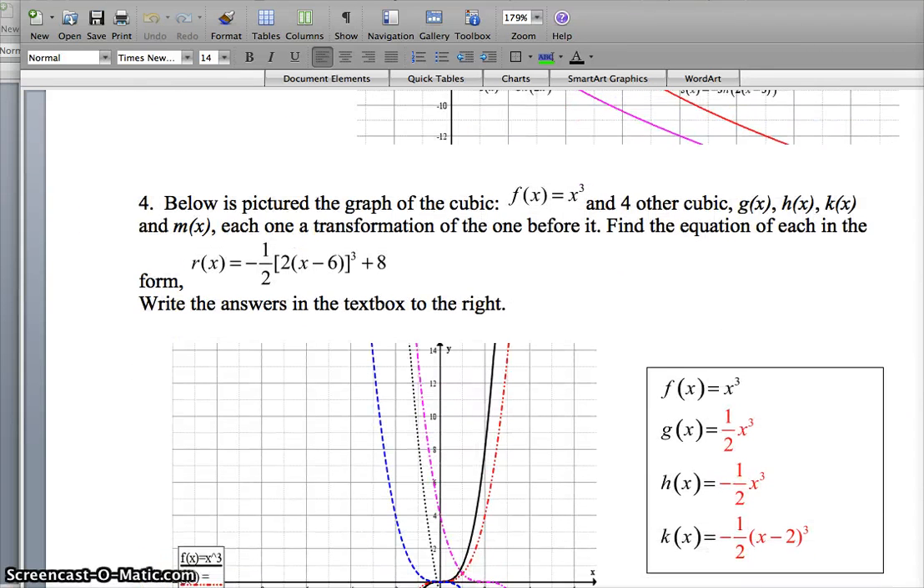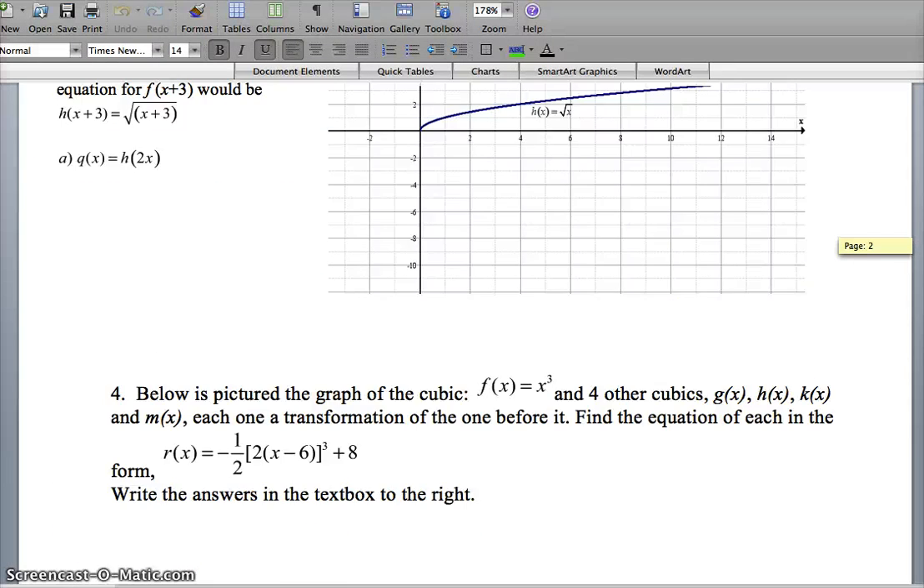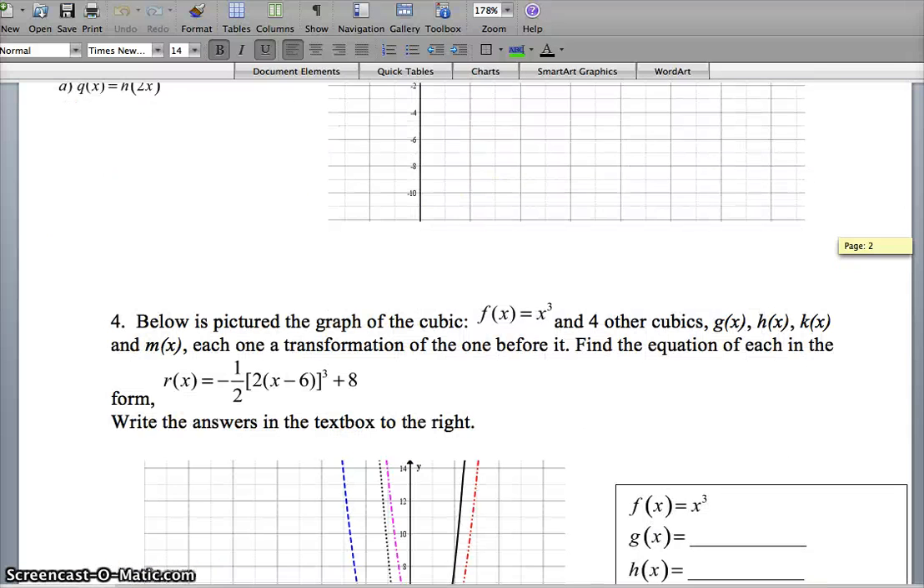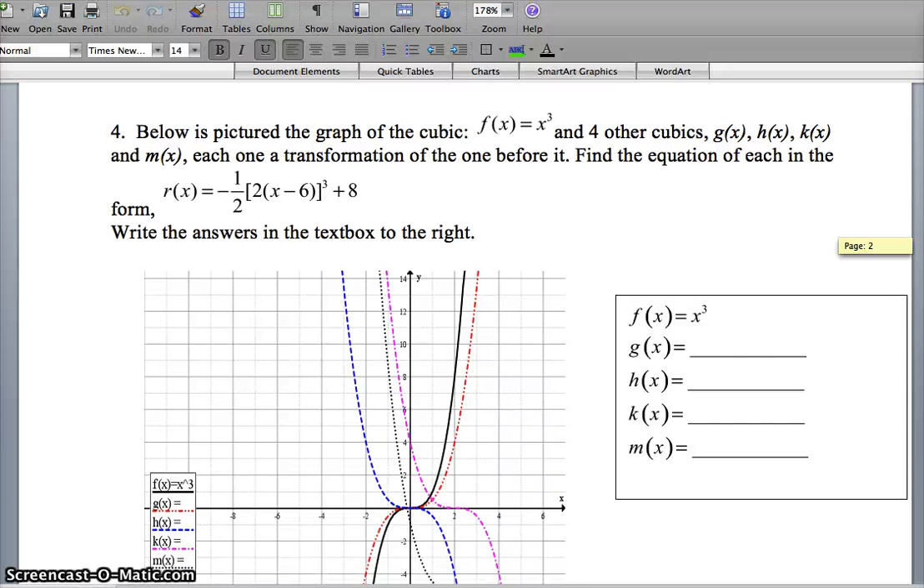If I look at the very last problem on this worksheet, I have here the graph f of x equals x cubed and 4 other cubic functions, g, h, k, and m, each one a transformation of the one before it, in order that we could graph r of x equals -1/2 times 2 times x minus 6 cubed plus 8. So what would we really be doing here? It looks like the very first transformation we would apply is to reflect our graph over the x-axis.